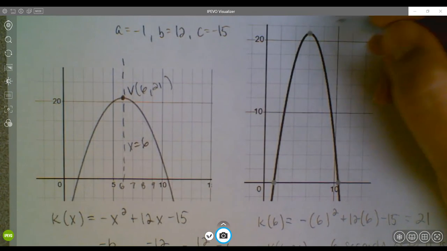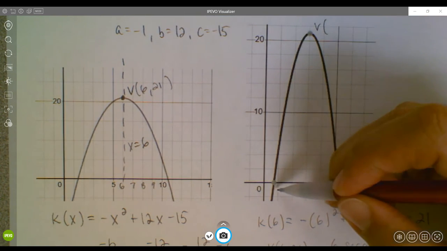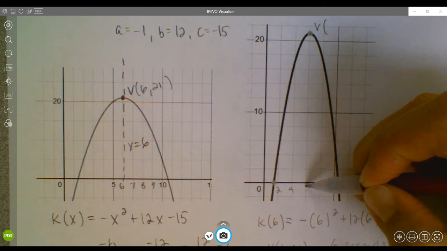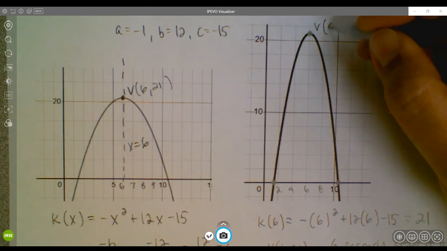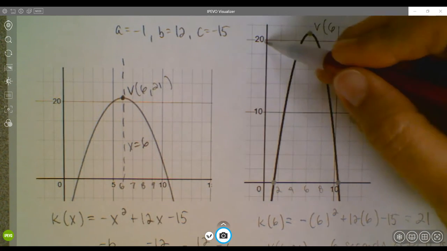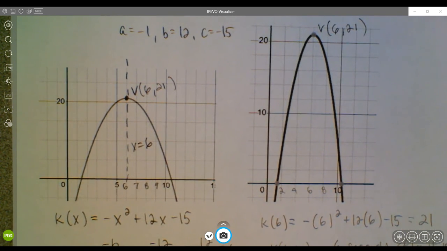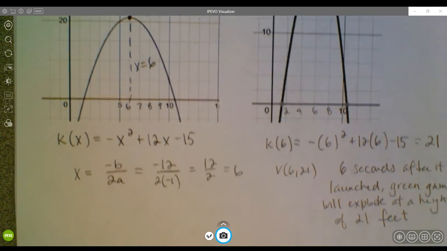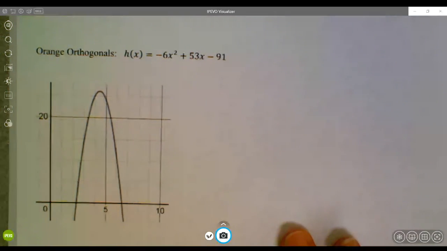Here again is the same vertex. Let's see, 2, 4, 6, 8, 10. So there's my x coordinate of 6. And then my y coordinate, my height, is 21. So there we go.